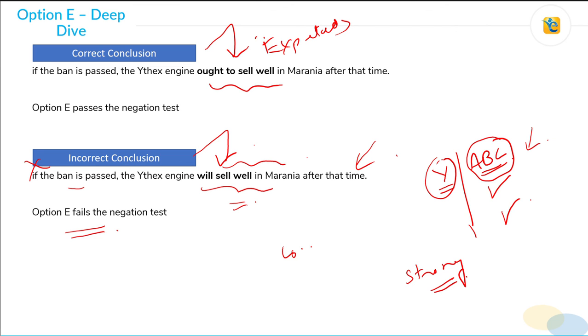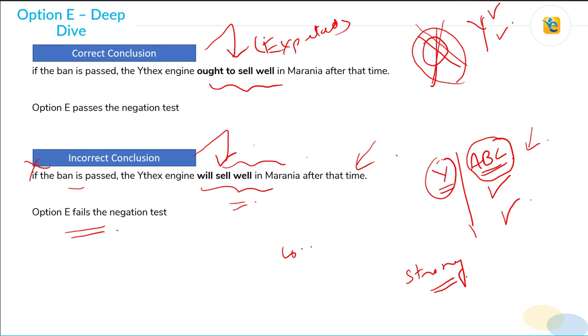And remember, what was the underlying logic of the author? Why does the author believe that this particular engine is expected to sell well? The author expects the Ythex engine to sell well because if the ban is implemented, then the current dominant player, the current widely used engine in Marania, that is once, will get banned. And then you have Ythex, which is not only suited to the businesses, it also meets the criteria. So the logic of the author is based on the fact that the main competition is getting cut out.